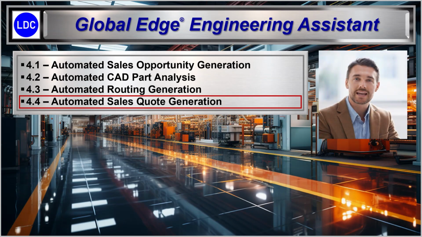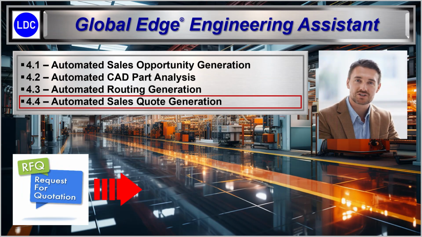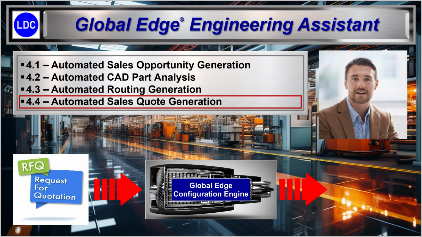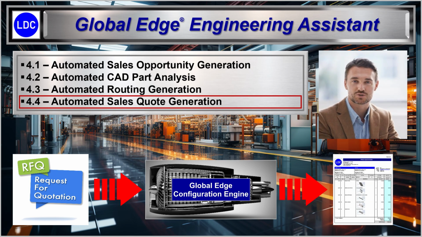Step 4.4 enables automated sales quote generation by combining automated CAD part analysis with automated routing generation to produce accurate, timely sales quotes based on actual labor, routing, and material cost roll-ups. This ensures that quotes are generated using real manufacturing data, improving pricing accuracy, consistency, and response times.